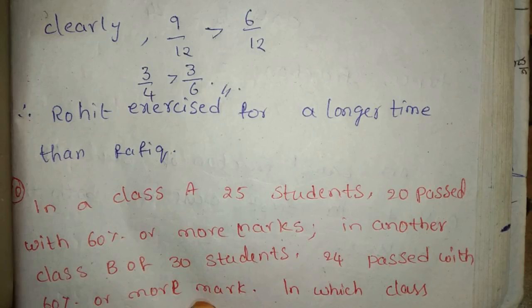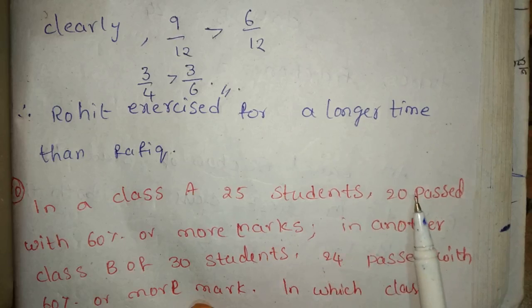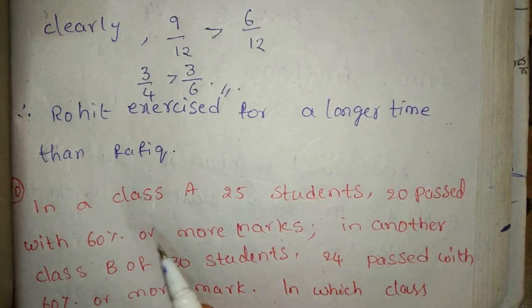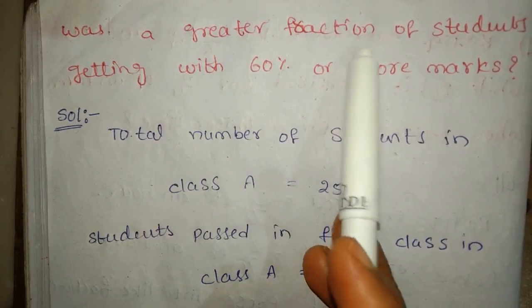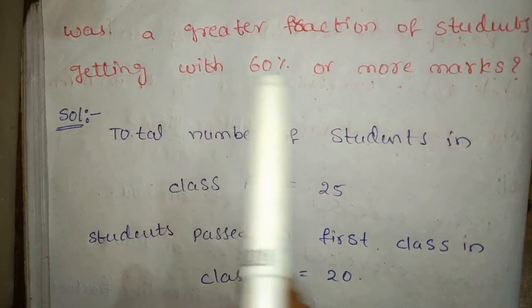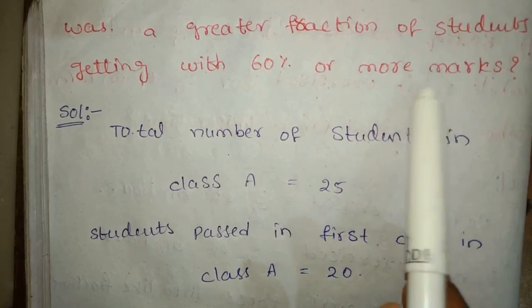Next we will see the 10th question. In class A, there are 25 students. In this, 20 passed with 60% or more marks. In another class B of 30 students, 24 passed with 60% or more marks. In which class was a greater fraction of students getting 60% or more marks? Okay, now we will find that.